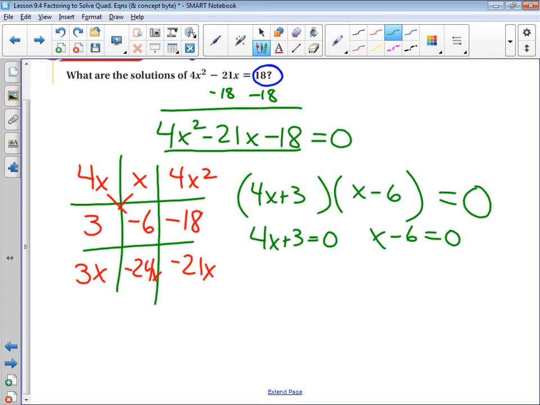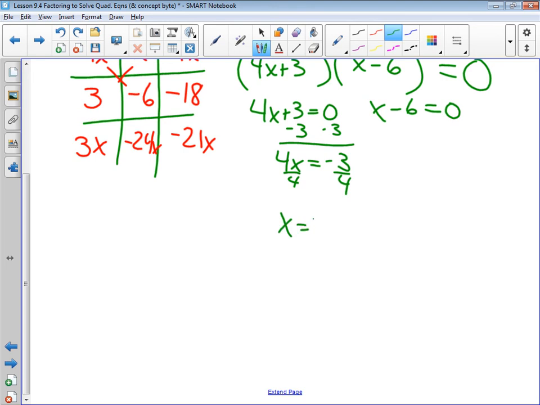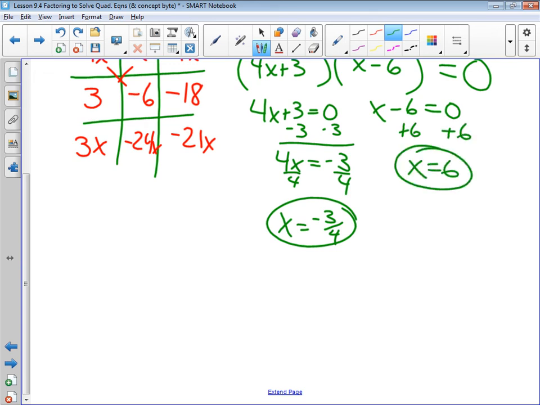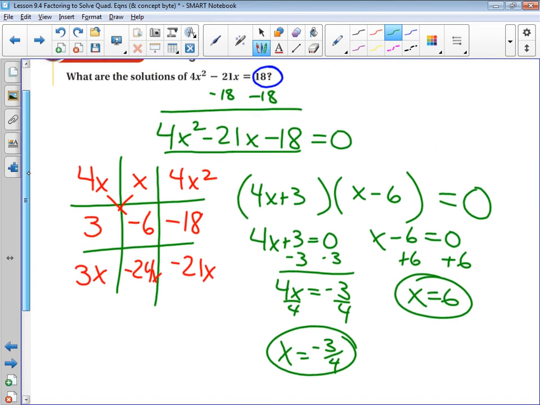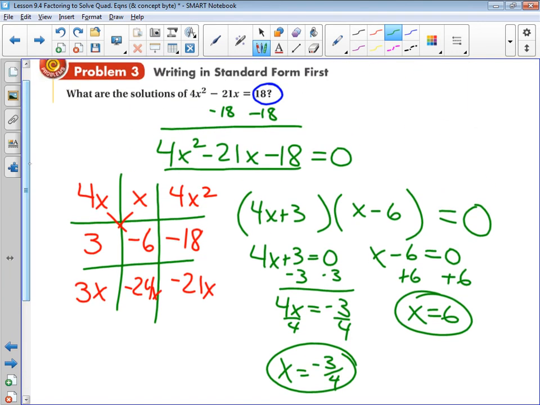And then you solve. The first one, subtract 3 from both sides. You get 4x equals negative 3. Finish it by dividing by 4, and you get x equals negative 3/4. There's the first solution. Second one's much easier. Add 6 to both sides, you get x equals 6. And those are the roots or solutions of the equation 4x squared minus 21x equals 18.